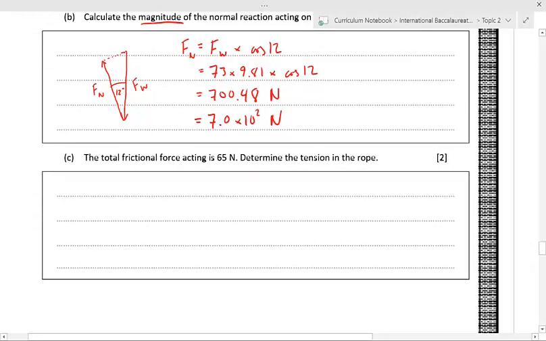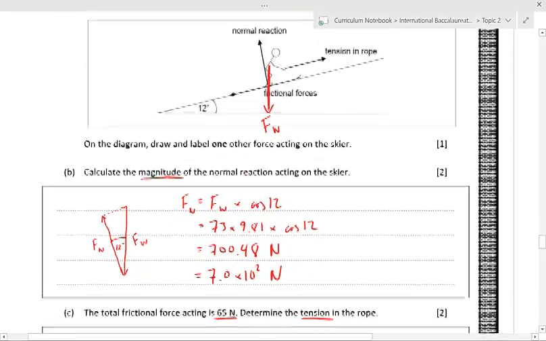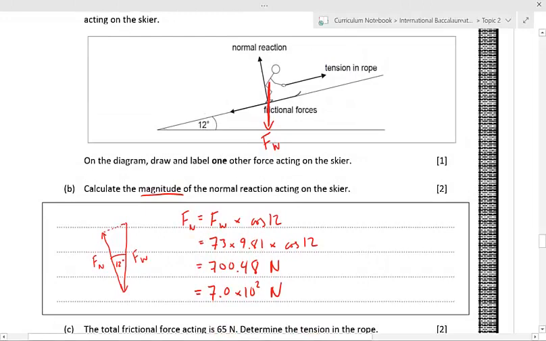Okay, the next one asks us for the total tension force if the friction force is 65 newtons. This is probably the hardest question in this paper, I think. So you needed to recognize here that the force diagram would look like this. We have the weight force, we have the support force, or the normal reaction force, and we have a friction force acting this way. Then we know if the skier is moving at a constant speed, the net force must be 0, so the net force must be this long. Oh, sorry, the tension force.